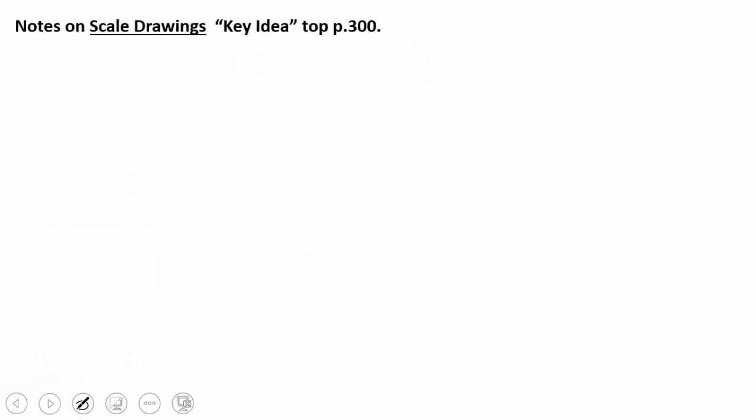So, ladies and gentlemen, moving right along, you should have taken some notes from page 300, the key idea at the top of the page on scale drawings, where you learned that scale drawings and scale models come in two types. You've probably seen them. You might even have gone to the store and bought a model and built one. They are either two-dimensional or three-dimensional representations of the actual object, the actual drawing, the actual building, the actual car, whatever. And scale is a ratio which compares the measurements of the drawing or model to the actual object.